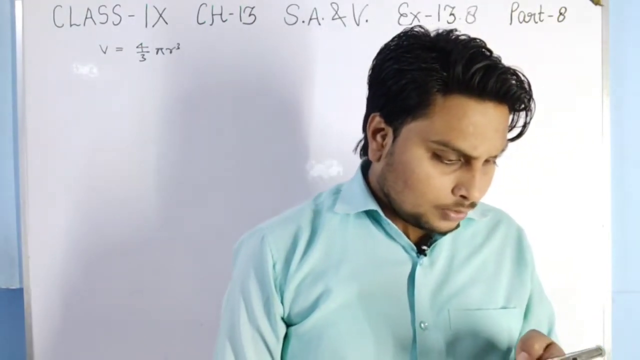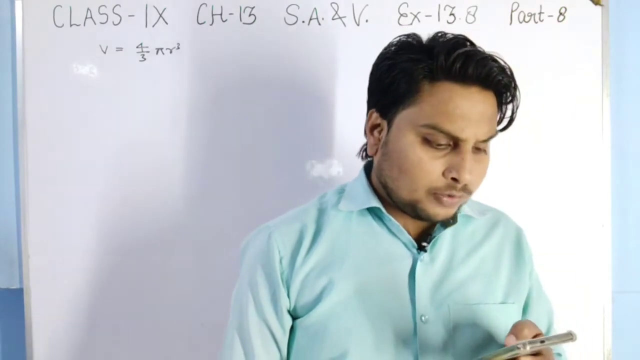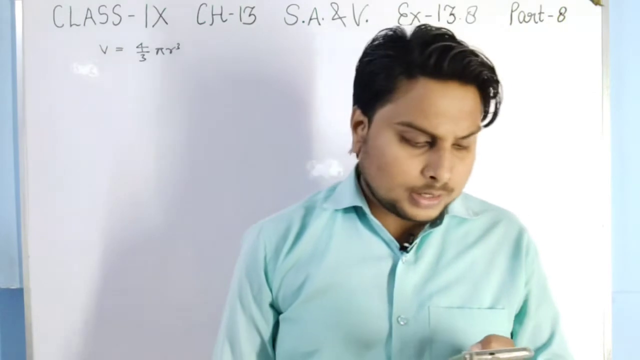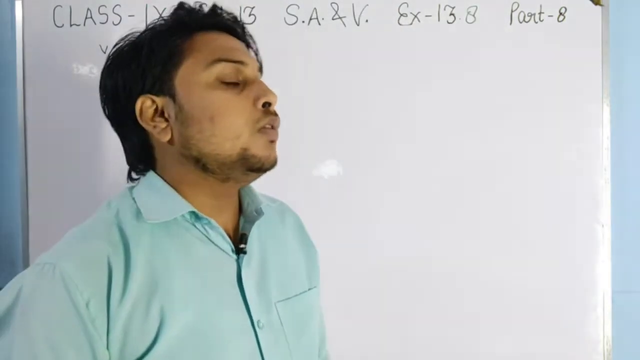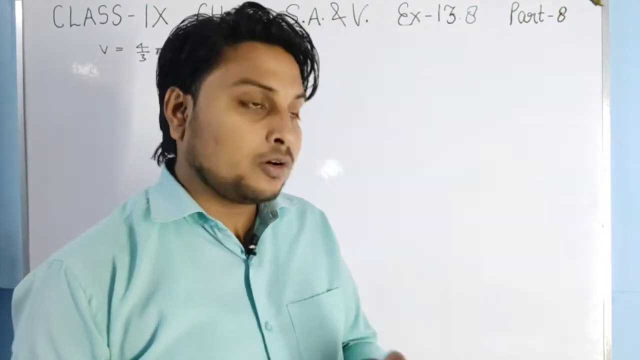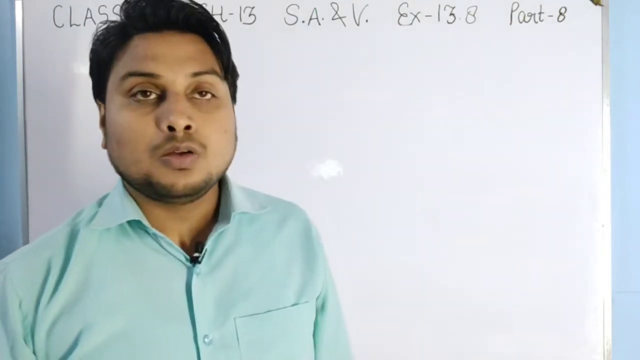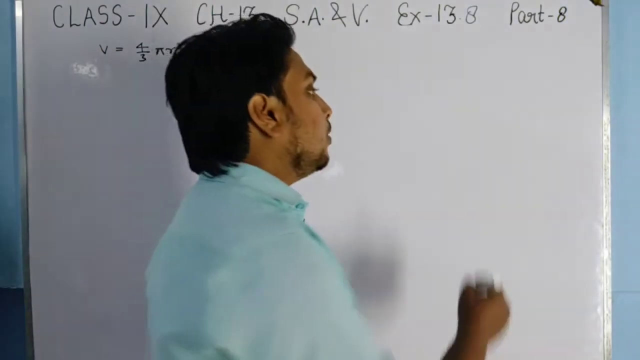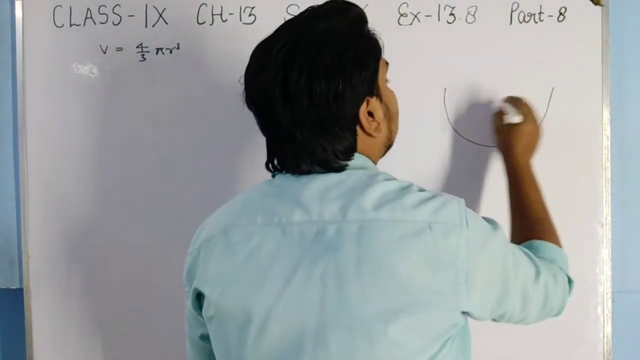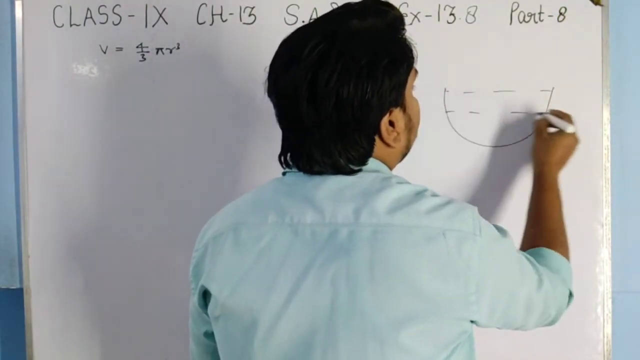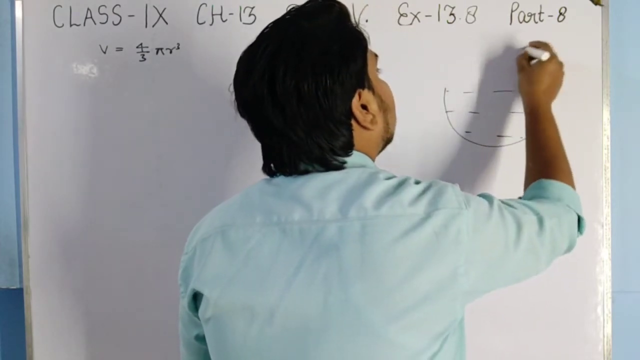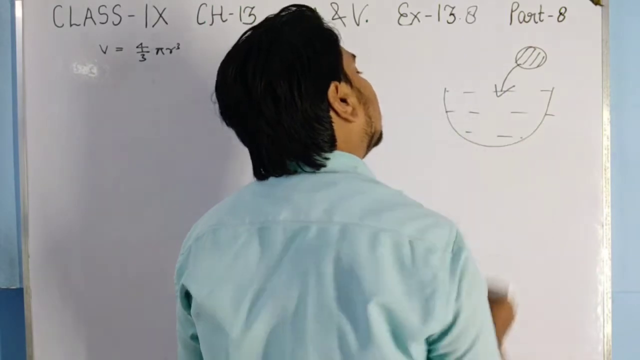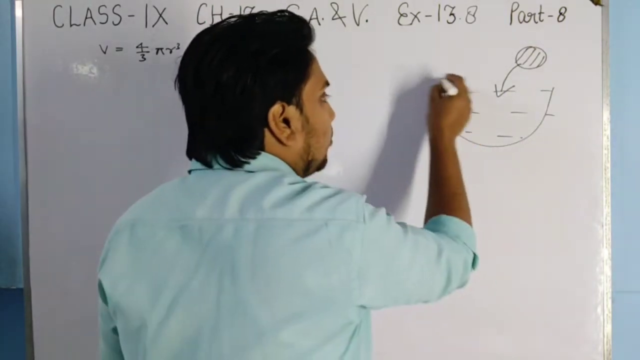Second question is: find the amount of water displaced by a solid spherical ball of a given diameter. So you have to find the water displaced. Suppose, students, there is water in any vessel, and you are putting a solid into the vessel.